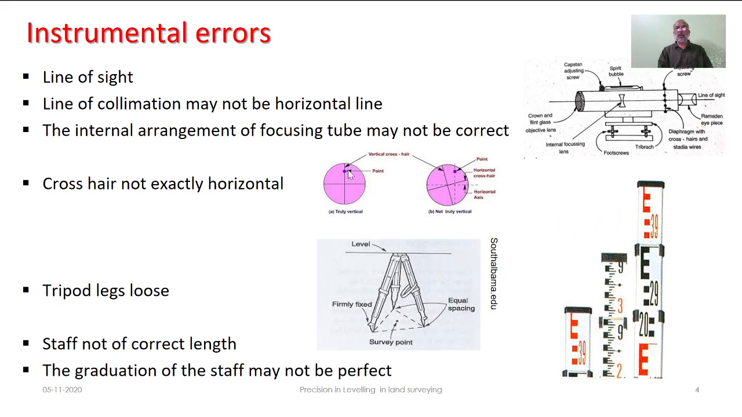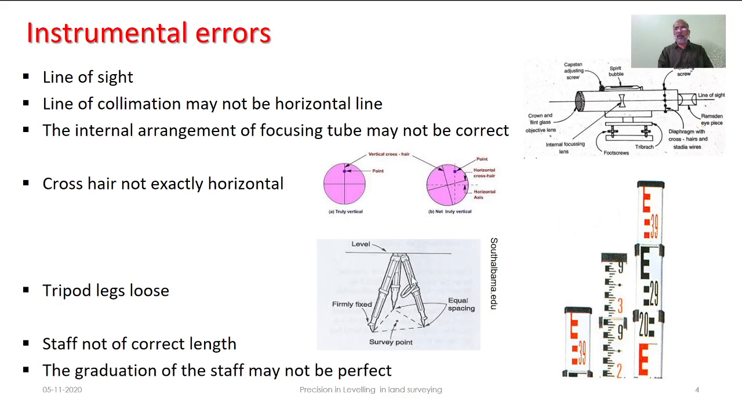As you know, as we look through the eyepiece, we will get a view showing the vertical hair as well as the horizontal hair. This horizontal hair and the vertical hair help us to take the readings. So this horizontal hair, as it serves the purpose of horizontal reference, if found to be tilted, there will be involvement of instrumental error.